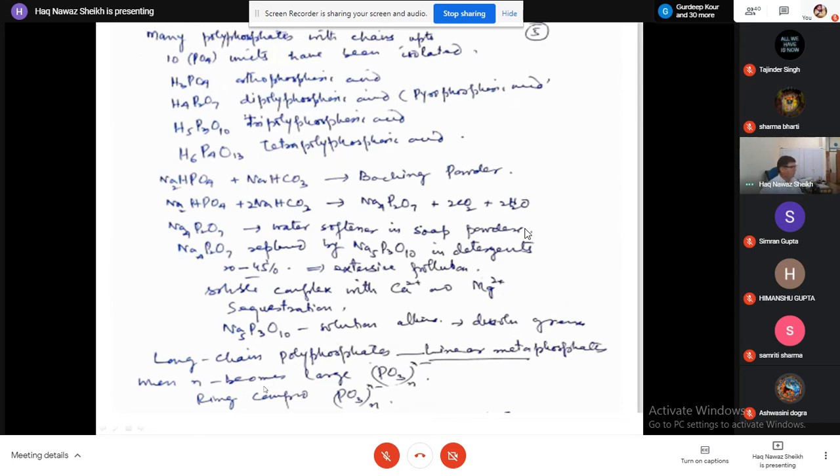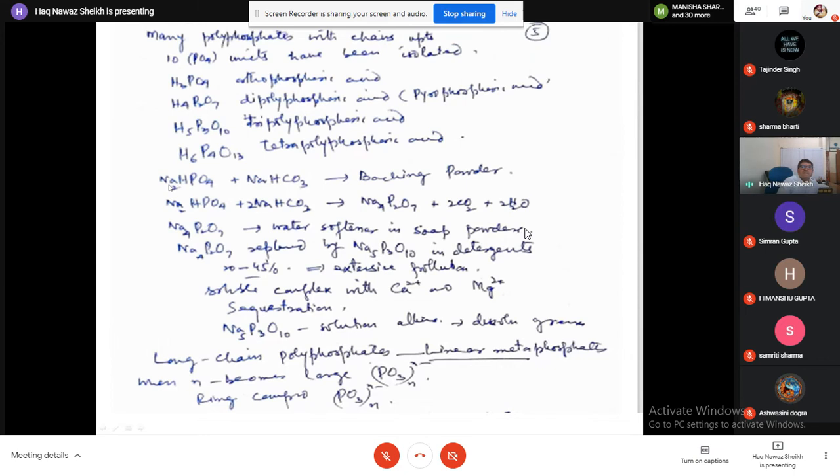Many polyphosphates with chains up to 10 phosphate units have been isolated. So different polyphosphates with different numbers of these tetrahedra have been isolated up to 10. This is H3PO4, orthophosphoric acid, then di or pyro, commonly known as pyrophosphoric acid, but the correct name will be dipolyphosphoric acid, then tripolyphosphoric acid, then tetrapolyphosphoric acid, and so on and so forth.